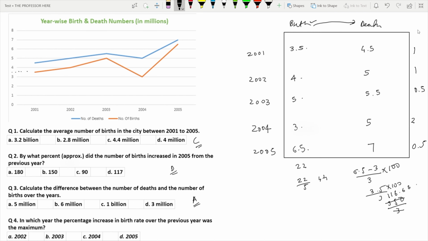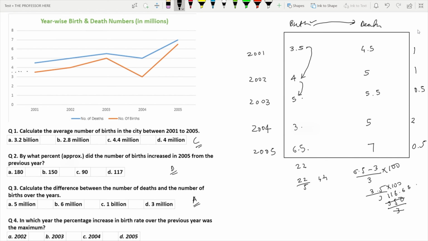Now we come to the last question, question number 4. In which year the percentage increase in birth rate over the previous year was the maximum? So all you have to do is look at the numbers under the birth column. In 2001 it is 3.5, it increases to 4. So only an increase of about 0.5, which will only be an increase of about 20%. From 2002, it increases from 4 to 5. So it's an increase of 1, which is 25%.